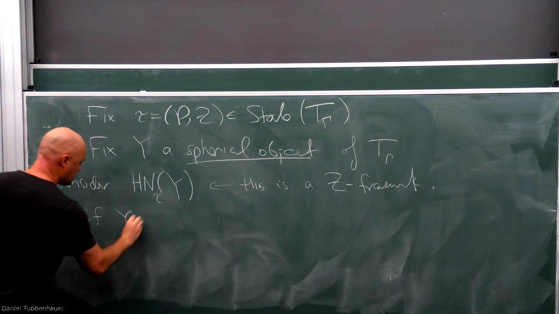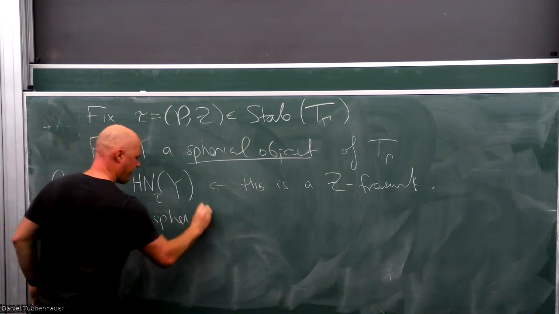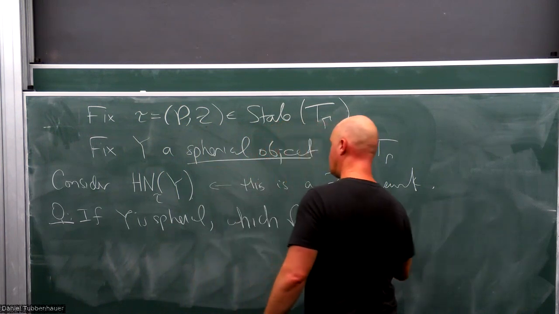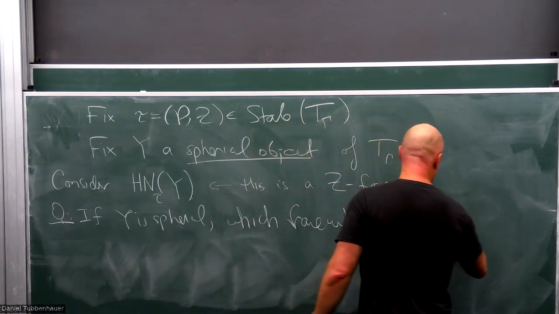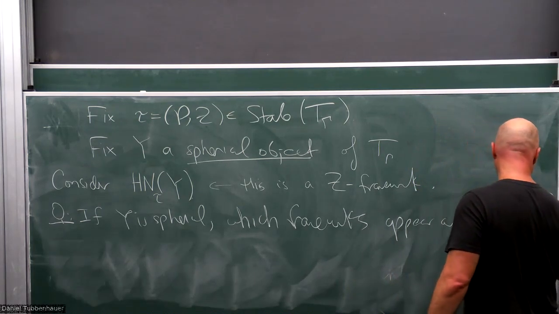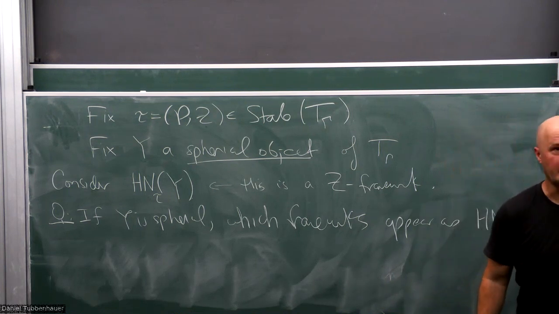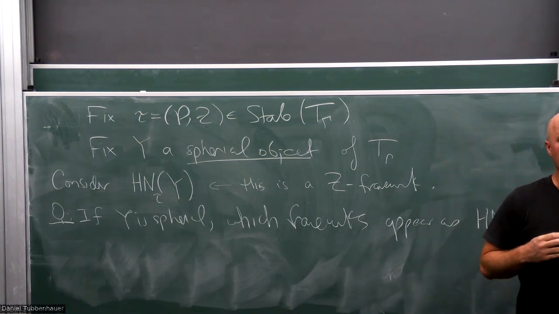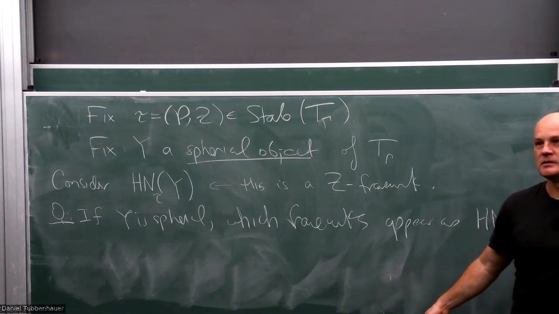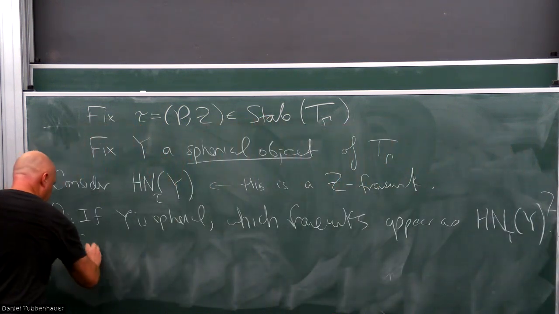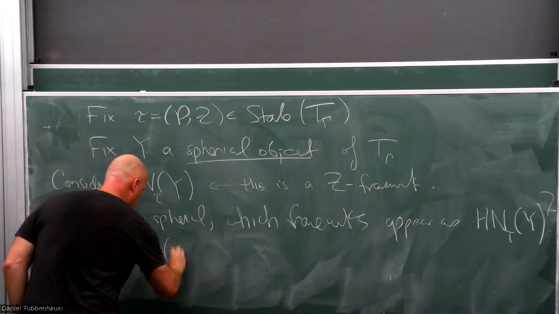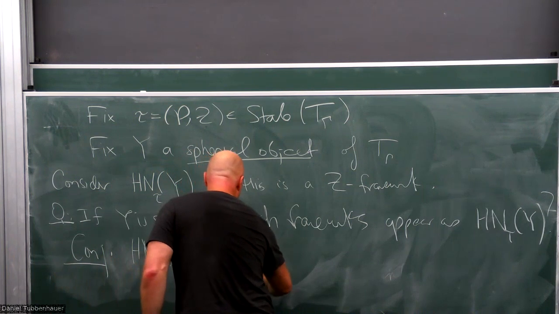If Y is spherical, which frameworks appear as tau of Y? Okay. The conjecture is that it's exactly the expansive frameworks from earlier. The conjecture is that the Harder-Narasimhan filtrations of spherical objects are expansive frameworks.